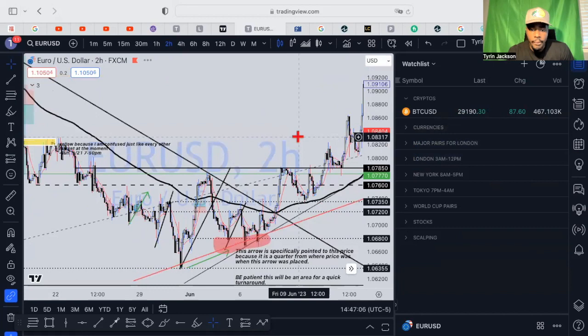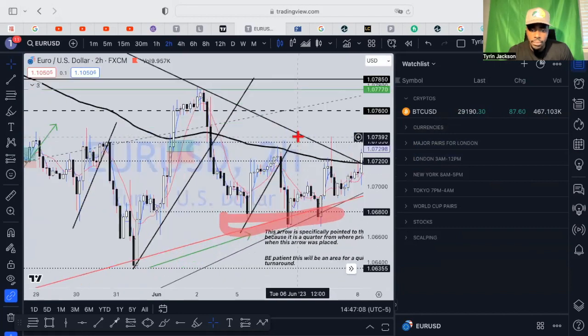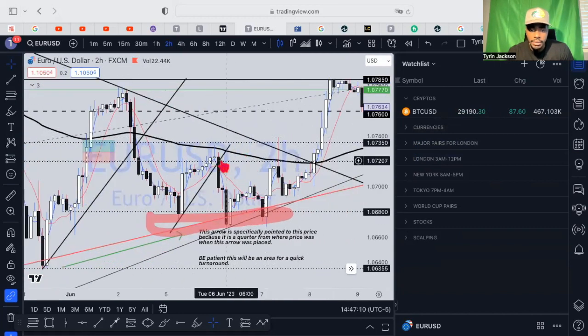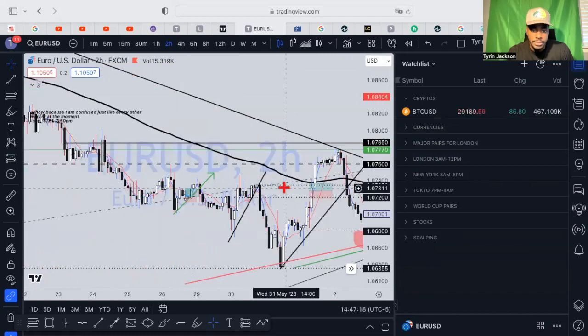Right, so yeah, double bottom again right here, sell, come up, sell again, retest, come up, test this level, price broke through, caught pips.